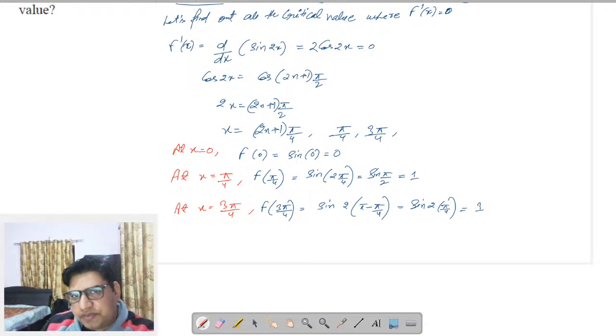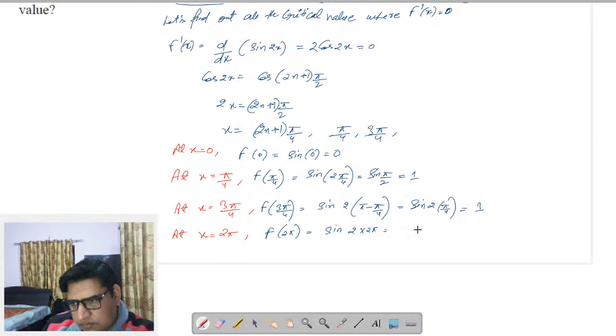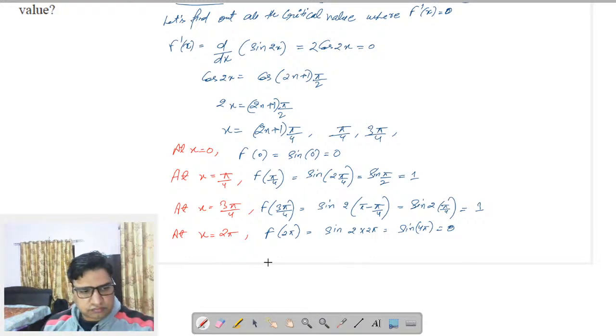Alright, and what we do is try to find out the value of the function at x is equal to 2 pi. At x is equal to 2 pi, so f(2 pi), and as we know sin n pi is 0, so it will be sin of 2 into 2 pi, which is sin 4 pi, which will be 0 only. Okay, so we have the minimum value at x is equal to 0 and x is equal to 2 pi, and we have the maximum value at x is equal to pi by 4 and 3 pi by 4. Okay, so this is how we can simply write down.